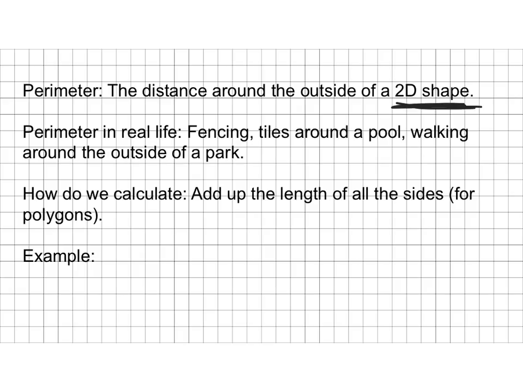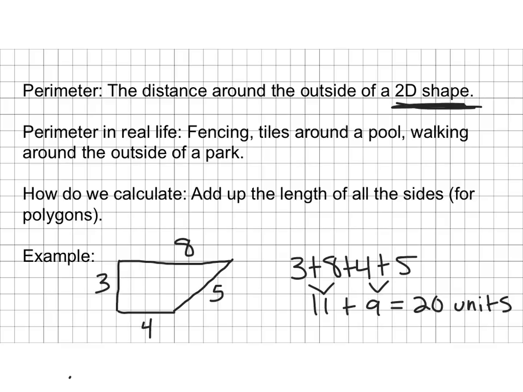So let's do an example. Go ahead and pause for a moment and find the perimeter of this shape. Did you get 20 units when you added up all the sides? Notice this is the only measurement that we worked on in this geometry unit where you don't have a squared or a cubed. It's just units.